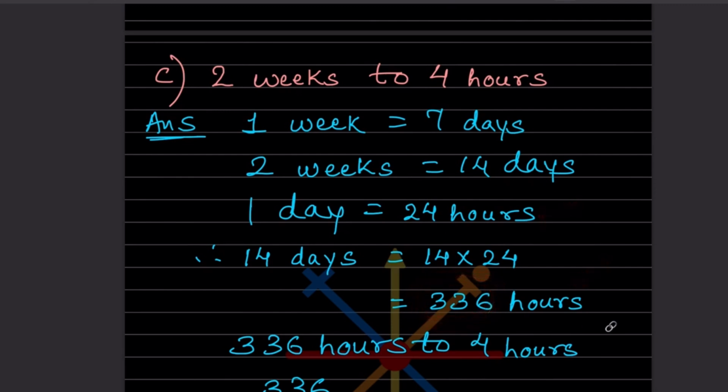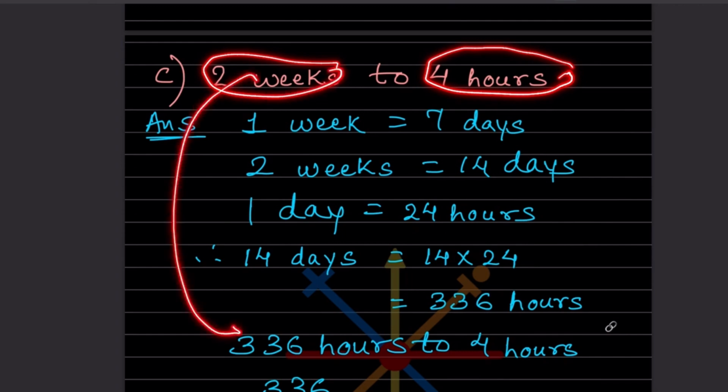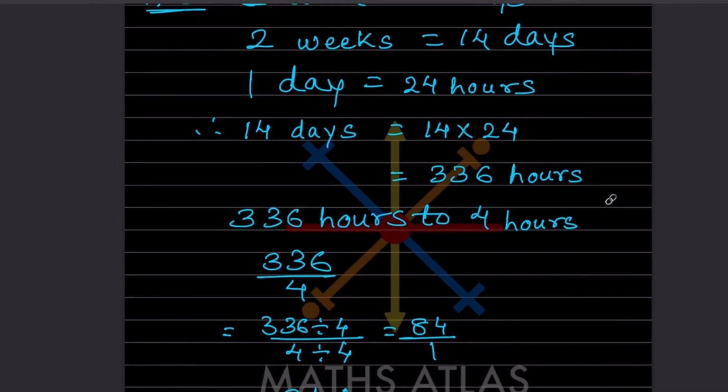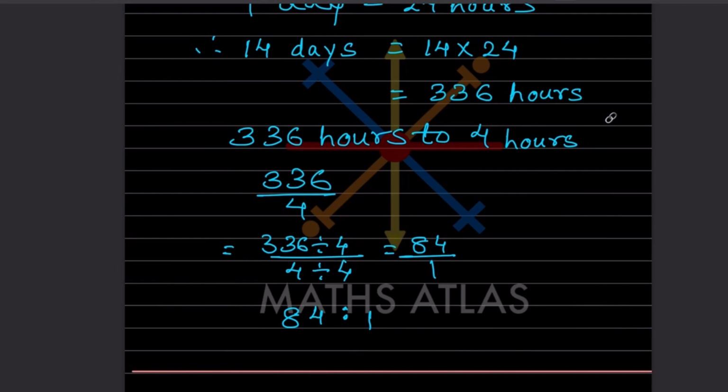And now what you got here? Already these 4 hours you have over here. And in place of these 2 weeks, you got 336 hours. So 336 hours to 4. What are we going to do? Again, if you want, you can write 336 is to 4, or just write like this. You are going to divide this one. Again, I divided by 4. You can also divide by 2, but the number of steps is going to be more. So when you divide this by 4, that is 84 divided by 1. So that is nothing but 84 is to 1.